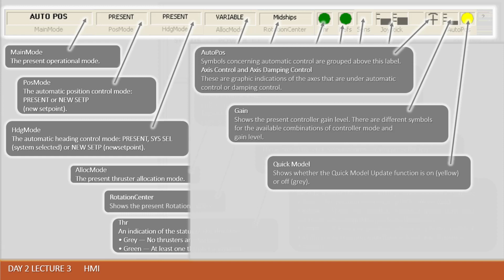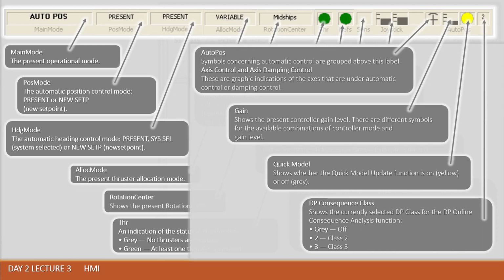The figure 2 shows you that the DP consequence analysis is activated and runs on scenario class 2. So this area where the figure is presented shows the currently selected DP class for the DP online consequence analysis function. If the indication is gray, it means the function is off. If the indication is 2, it means scenario class 2. If the indication shows you digit 3, online consequence analysis is indicated for class 3 scenario. Please remember, for DP vessel class 2 and 3, this is a must-have function, and the vessel, when working under DP charter class 2 or 3, must use this function without exception.